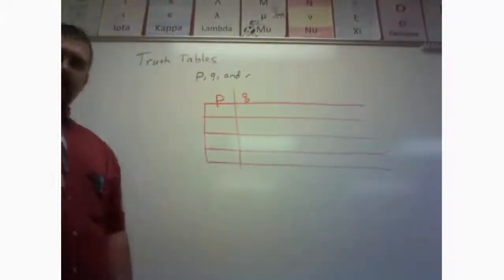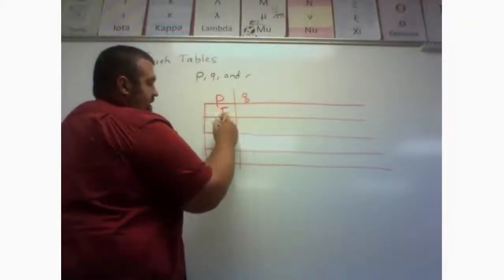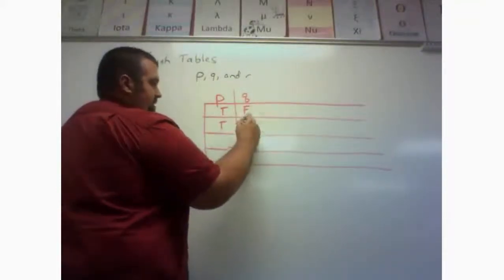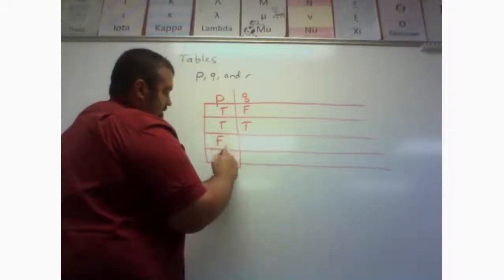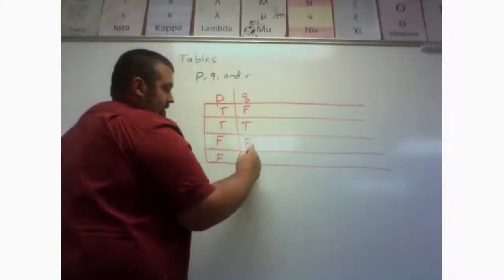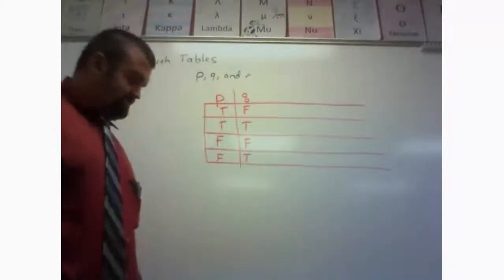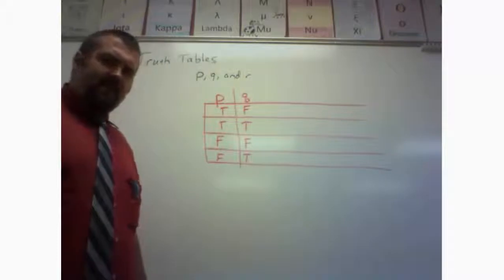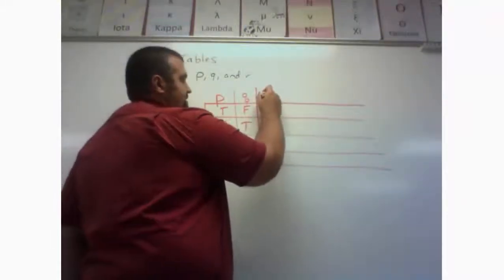Alright, in a truth table, I have to think of all possible cases. When P is true, Q can be both false and true. When P is false, Q can be also, again, false and true. That's the only cases that I could have here. So let's just real quickly look at the different types of statements I can make. I can make my original conditional statement.